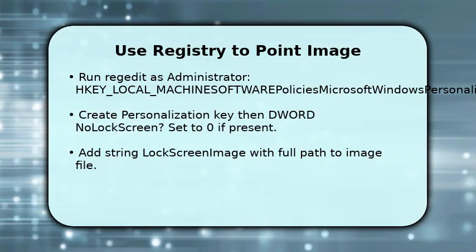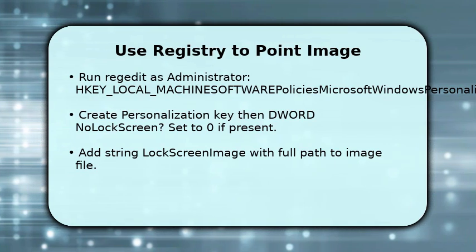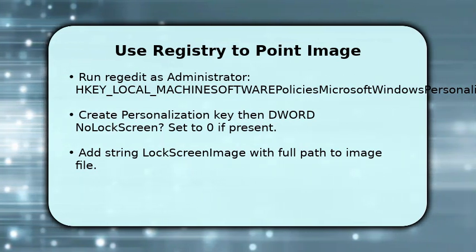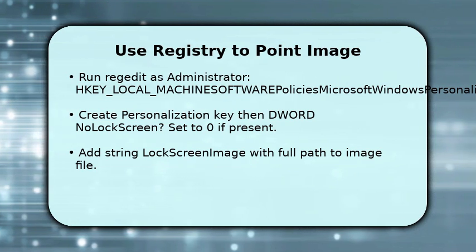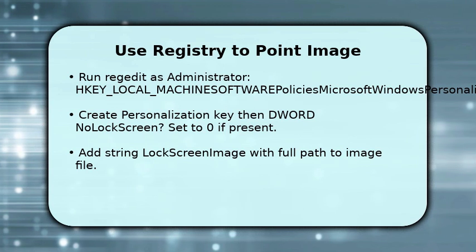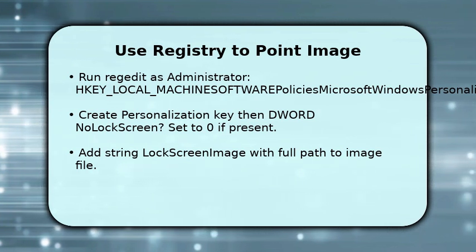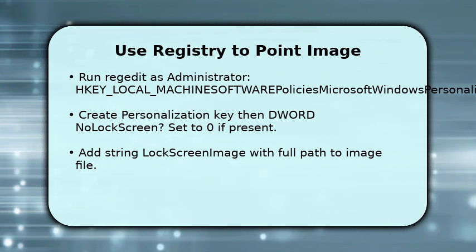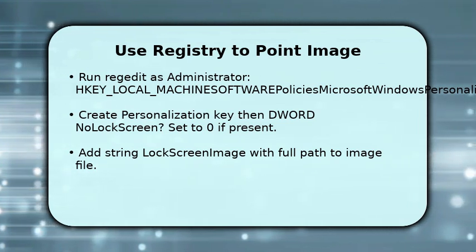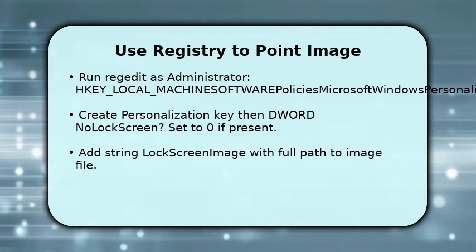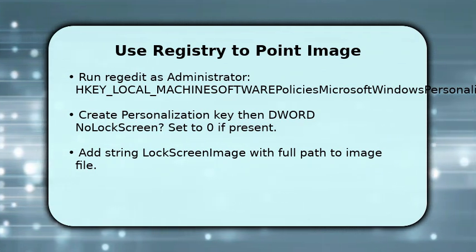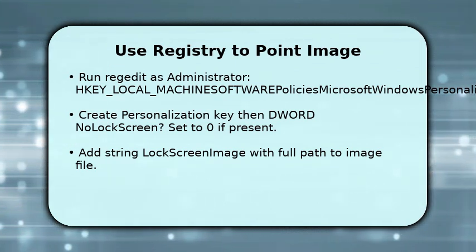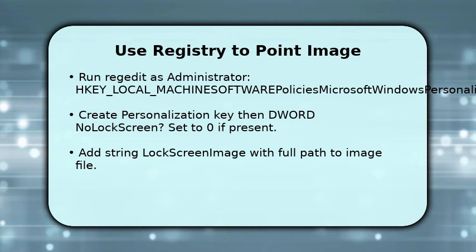Next, you'll edit the registry to point Windows at your chosen image. Open Regedit as administrator, navigate to HKEY_LOCAL_MACHINE/Software/Policies/Microsoft/Windows, and create a Personalization key if it doesn't exist. Then add a new string value named LockScreenImage and paste the full path, for example C:/Users/Public/Pictures/Lock Screen/MyPic.jpg. You do this so the system uses your file directly. Make sure keys and values are exact because typos prevent Windows from reading the setting.